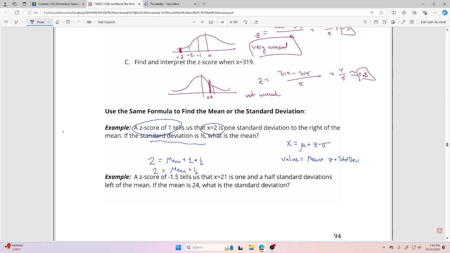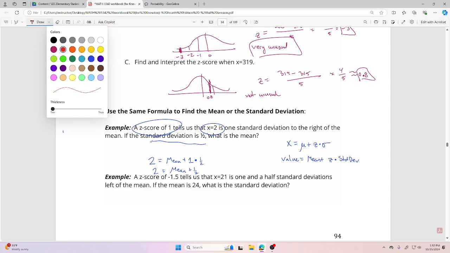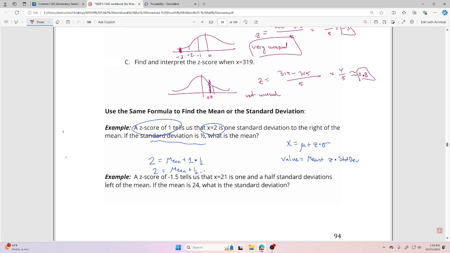Plus 1/2. So how do I get the mean by itself? Yeah, exactly. You subtract it to the other side. I'm going to minus the half on both sides. And so then the mean is 2 minus a half, 3/2. But rather, it's just 1.5, isn't it? So the average would be 1.5.